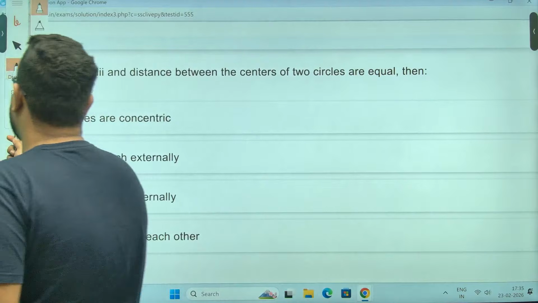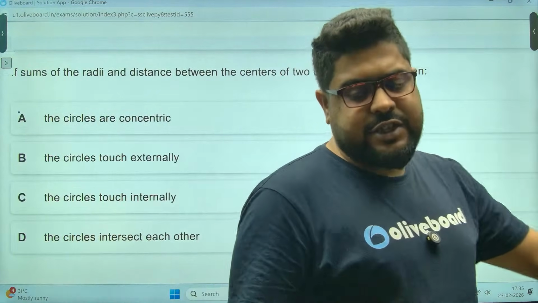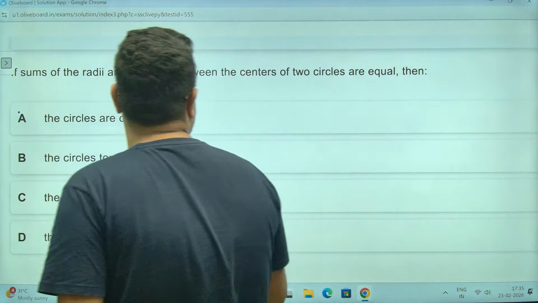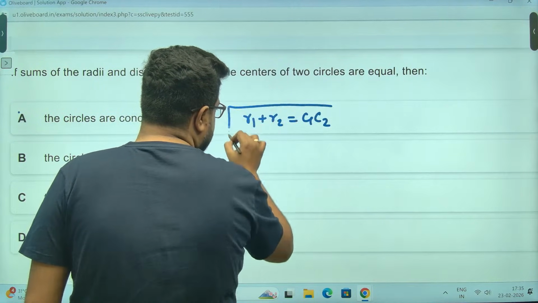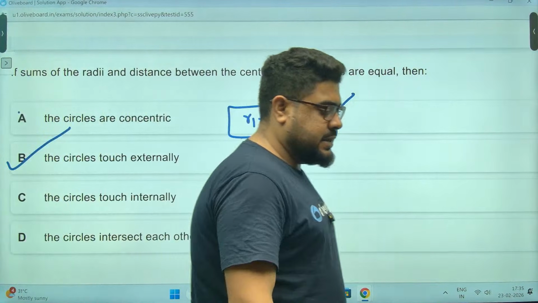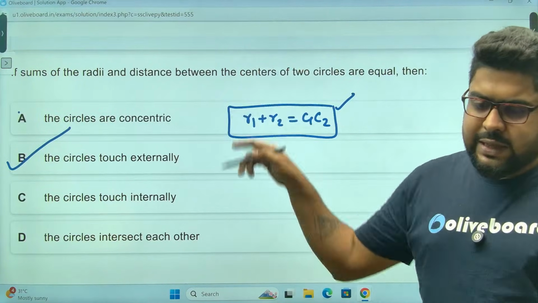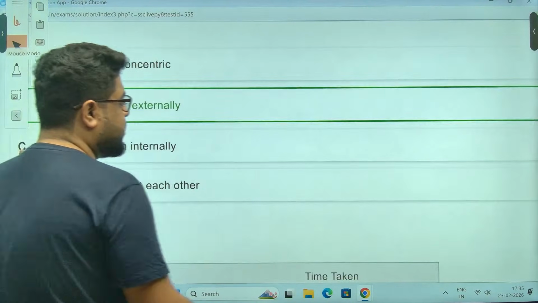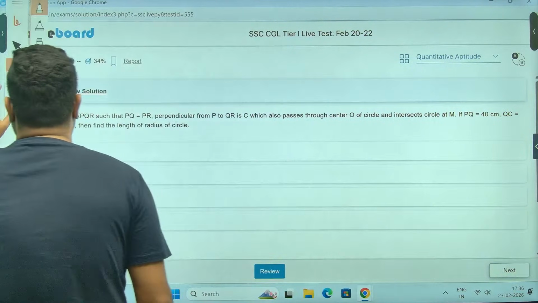Again, this type of question was very popular in 2024, the year before last. At least 6-7 shifts had questions similar to this. Sum of radii and distance between the centers: R1 plus R2 is equal to C1C2. This is external touch. Option B. I have given you all 4-5 conditions, how I've drawn them and how to think, what to do, what not to do. This is very simple. Everybody should remember.